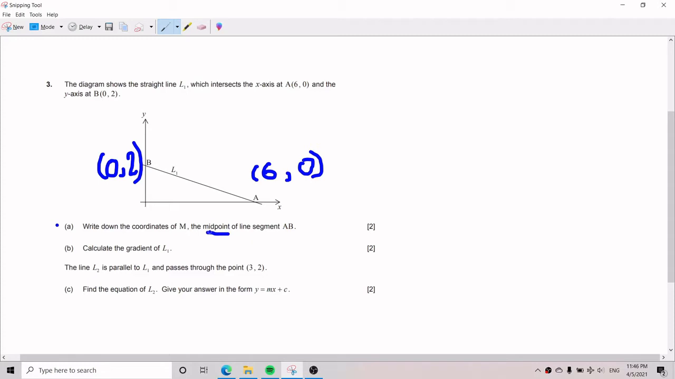AB. And so a midpoint is, as its name suggests, the middle point between two points, right? So in this scenario, it's probably going to be just around there, all right? So that is what a midpoint is. And the midpoint formula, which is in the formula booklet, is as follows.